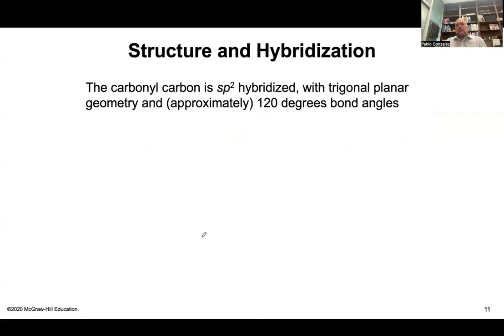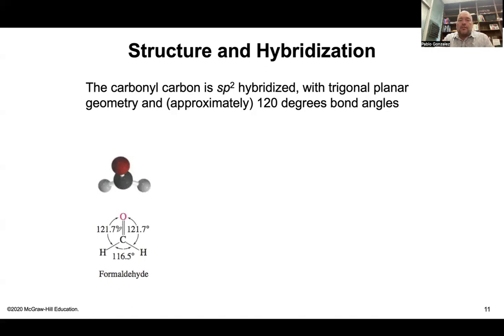So the carbonyl carbon is sp2 hybridized, as I mentioned before, with a trigonal planar geometry and approximately 120 degrees bond angle between the bonds of that carbonyl group. Here we have formaldehyde. This is flat. This is the carbonyl group, oxygen, carbon, hydrogens on each side. And the angle between the bonds is approximately 120 on each side.